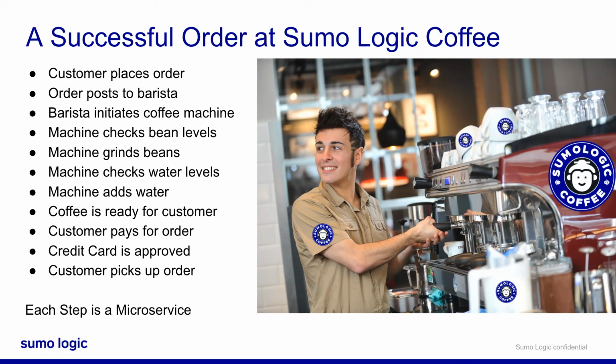In respect to those steps, it's like each step is a microservice. The customer places the order, that's one service or step. Order is posted, another one, and so on and so forth. And what we're going to do is start to use Sumo Logic to look at these orders, look at these transactions, and see if things have gone wrong and why.